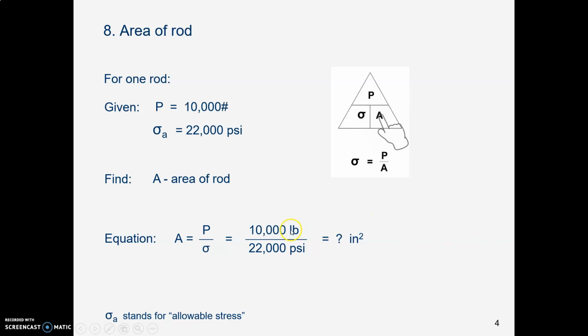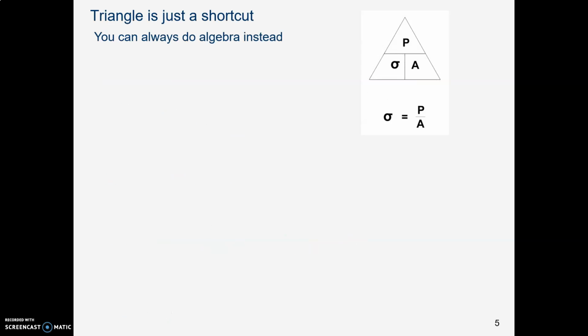The force is 10,000 pounds. The stress is 22,000 pounds per square inch. So that will tell you how big an area of rod you need, how many square inches you need. Just to repeat something we said last time, this triangle is just a shortcut, and if you want, you can always do algebra instead, and we looked at that last time.